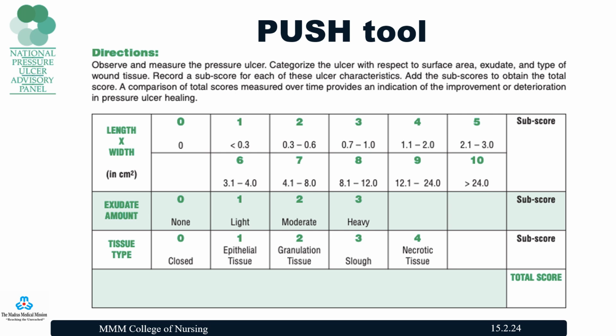In this PUSH tool, we need to observe and measure the pressure ulcer. We need to categorize the ulcer with respect to the surface area, the exudate and the type of wound tissue. We need to score each area.